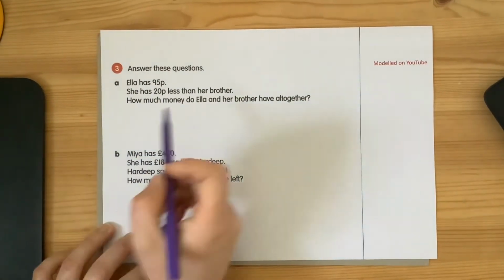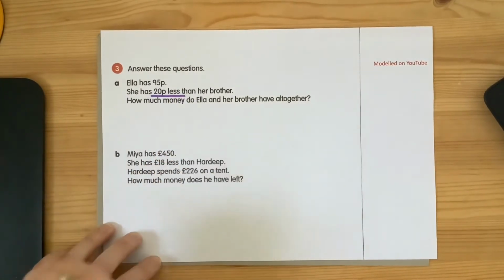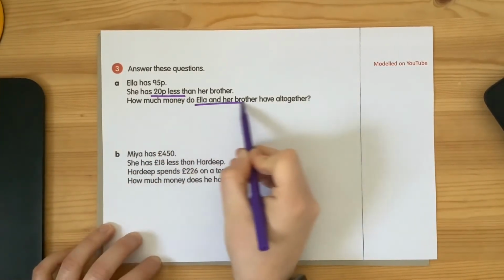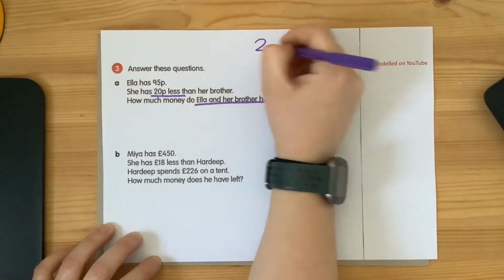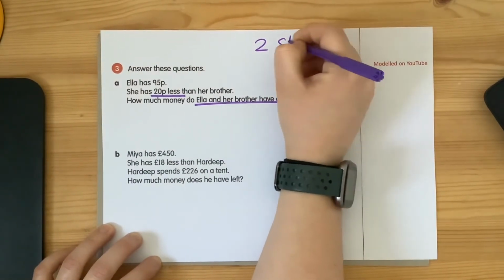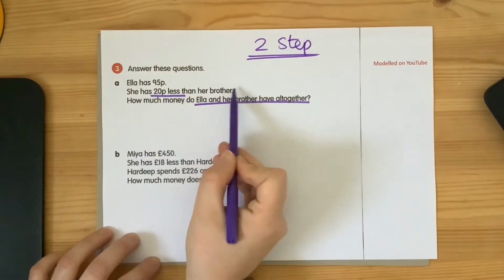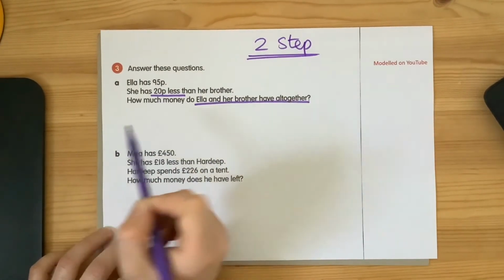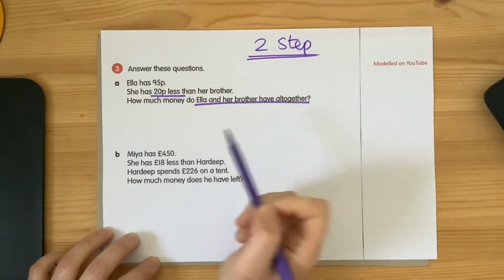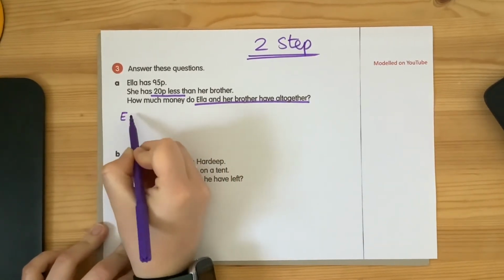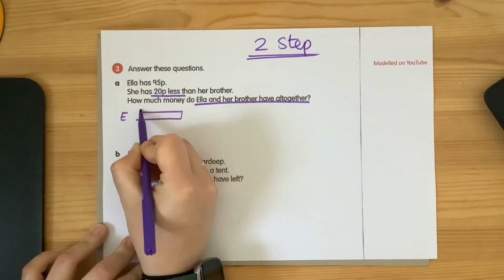So Ella has 95p. She has 20p less than her brother. How much money do Ella and her brother have all together? Again, my little two-step word problem alarm is going off. There are two things to do. First thing to do, work out how much her brother's got, and then I can add her and her brother's amounts together. So Ella has a bar that is 95p.